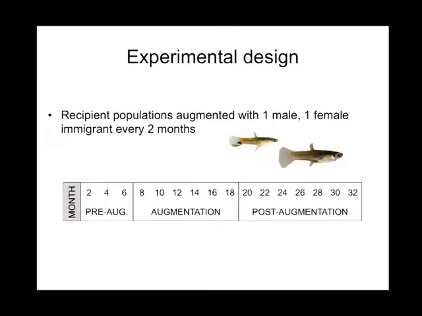All right, so John sampled these tanks every 2 months. He let the first 6 months go, just let the populations stabilize on their own, and then there was this year-long augmentation period where every 2 months he introduced one male and one virgin female to the population, and then monitored populations for another full year after that augmentation period.